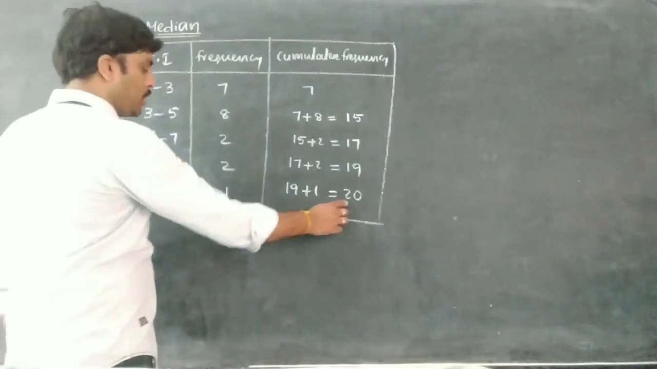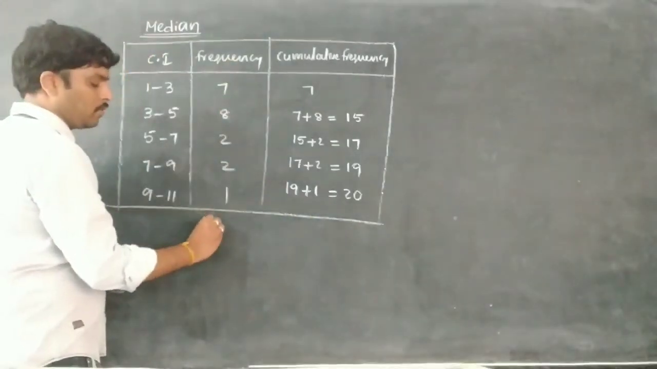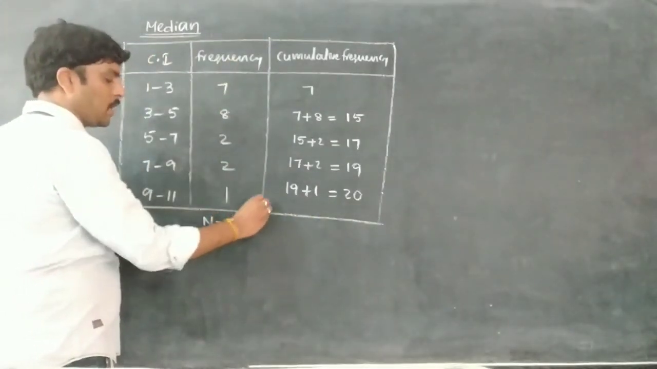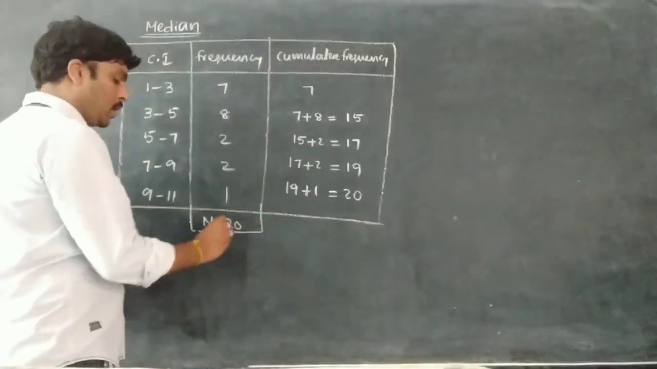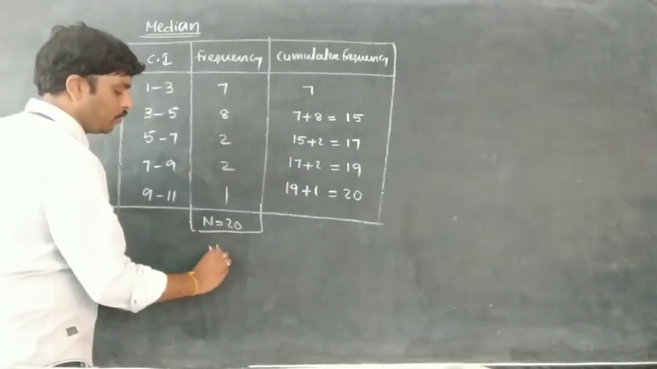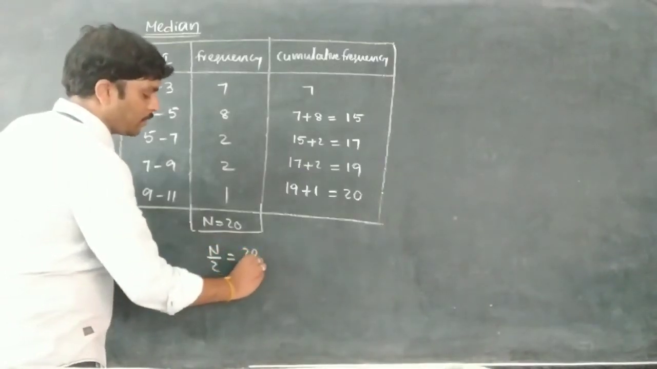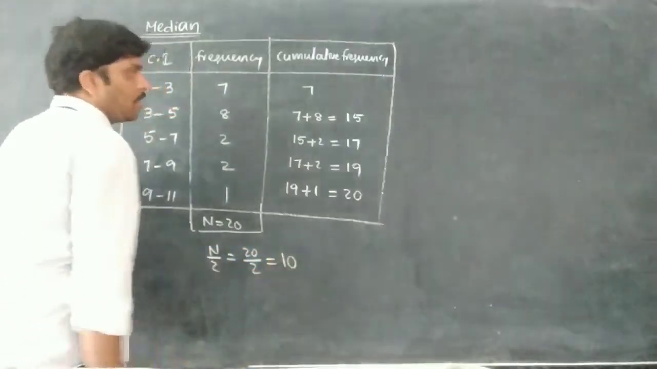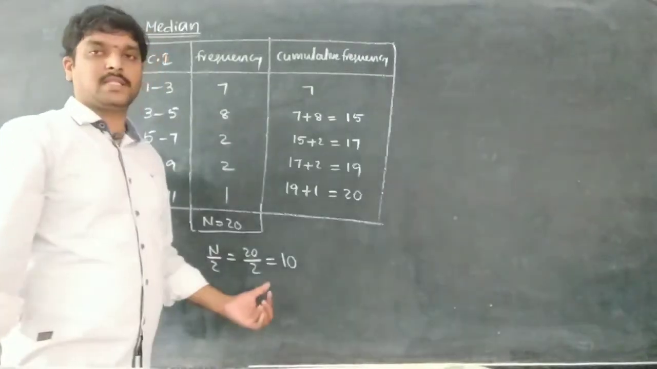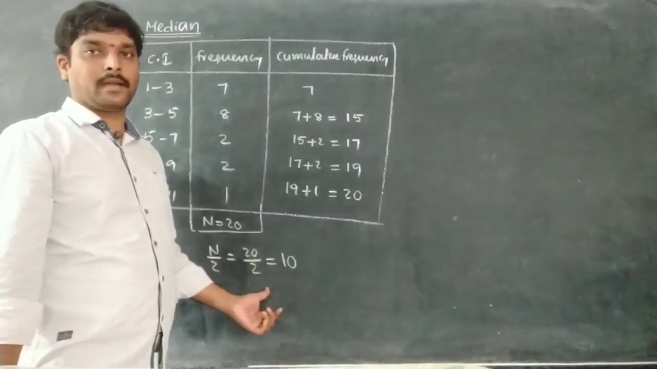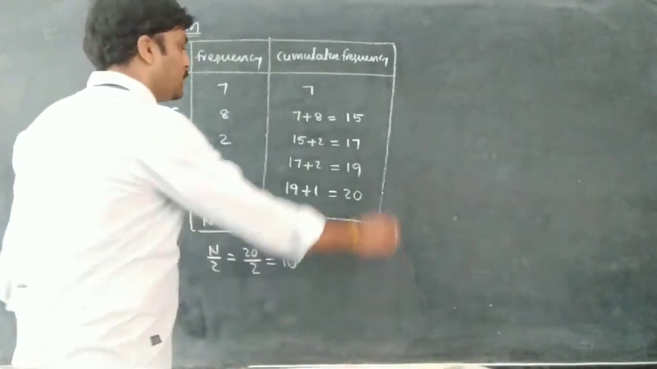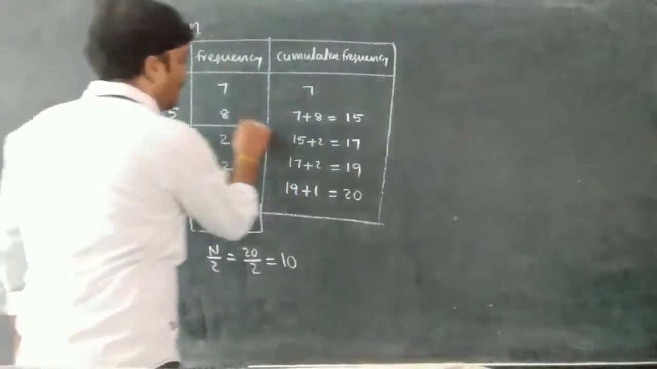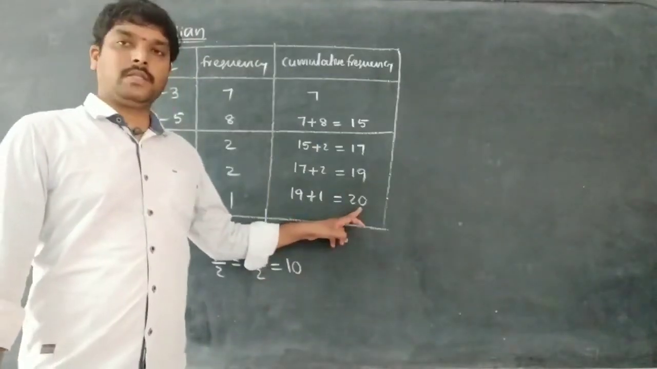Okay, here total 20. So n is equal to 20. We can write capital N or small n, your wish. Total frequency is denoted by n. Okay, first n by 2. N by 2 means 20 by 2. That value is 10. In which cumulative frequency does this 10 exist? That we underline. Here that last frequency is 20.